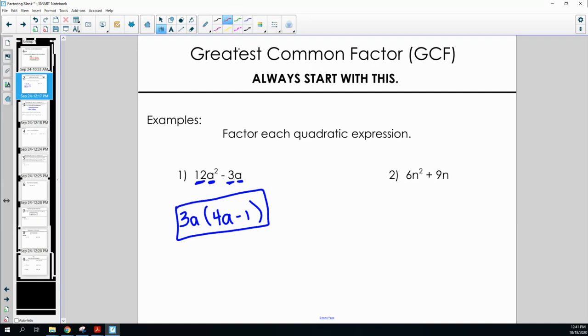Okay, looking at the second example, same idea. We're going to look at the numbers, so 6 and 9. I'm going to pull out the GCF of those numbers, which is 3. I have an n squared and an n, and I'm going to look for that GCF. In that case, we'll pull out an n. I had a 6n squared and I pulled out a 3n, so I'm left with a 2n. I had a 9n and I pulled out a 3n, so I'm left with a 3. And this is fully factored.